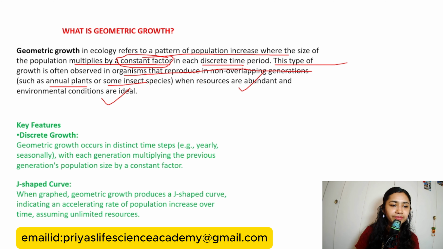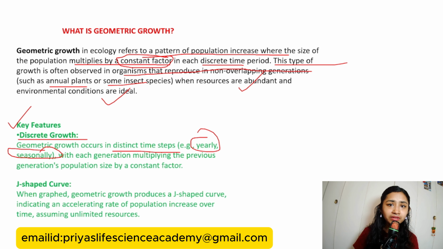Now, what are the key features? Number one, discrete growth. What does that mean? Geometric growth occurs in distinct time steps. It can be yearly, it can be seasonal. Some plants or animals only give birth seasonally or yearly, with each generation multiplying the previous generation's population size by a constant factor. That's the main point of geometric growth.